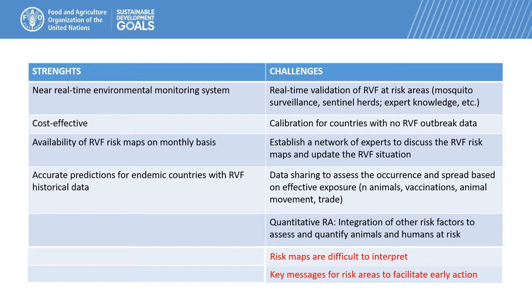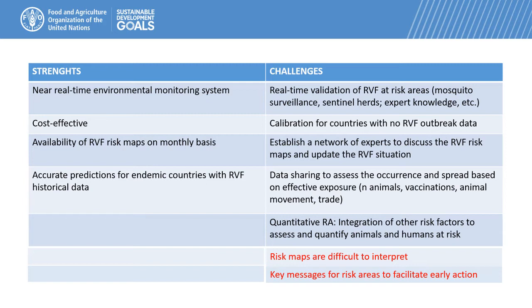We had a workshop in East Africa in 2018, immediately after the epidemic, discussing the contingency plans and also the models and different aspects. In terms of the models and the tool, we found that we have strengths but also challenges that we need to work on. Among the strengths, it was recognized that the tool we have is a real-time environmental monitoring system, which is very important, cost-effective, and powerful. It's very important that we are able to produce risk maps on a monthly basis. These maps are available, and they are accurate, particularly for endemic countries that have Rift Valley fever historic data that were used to calibrate the model.